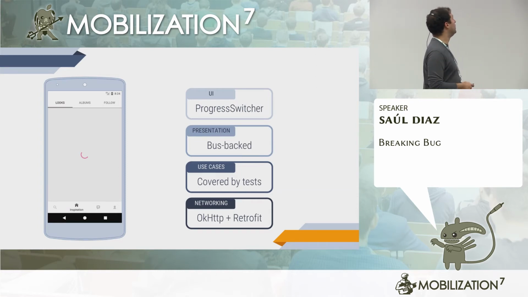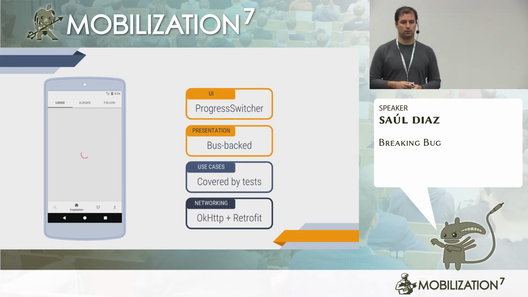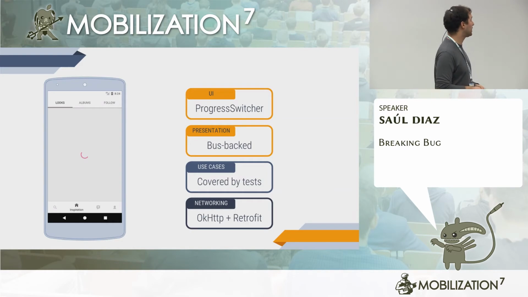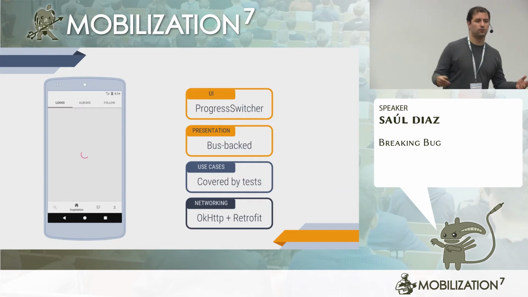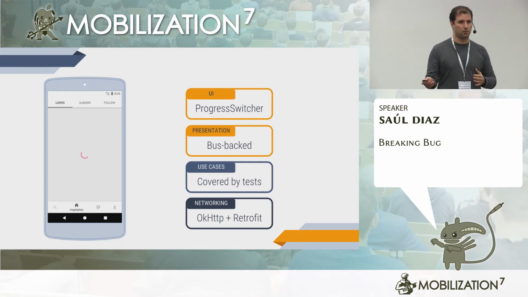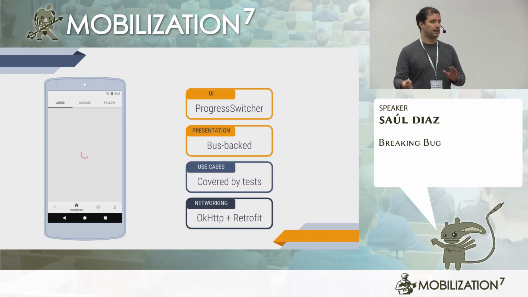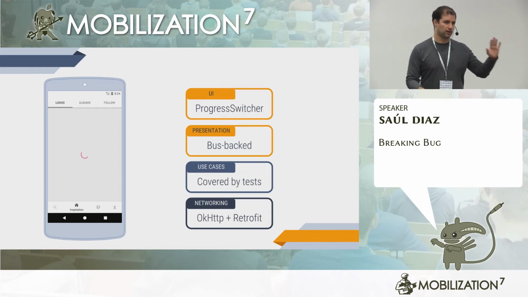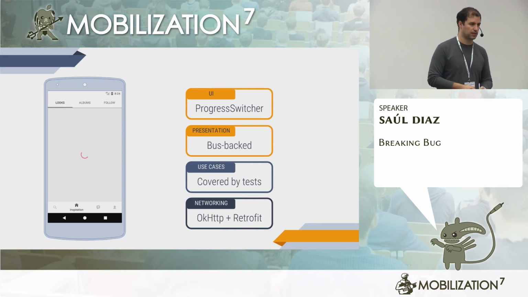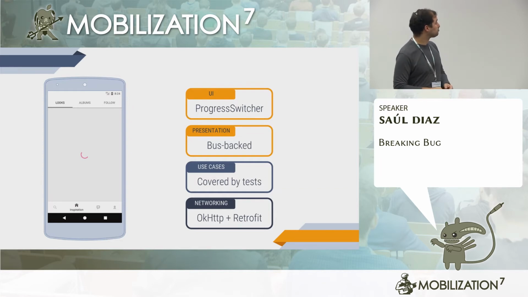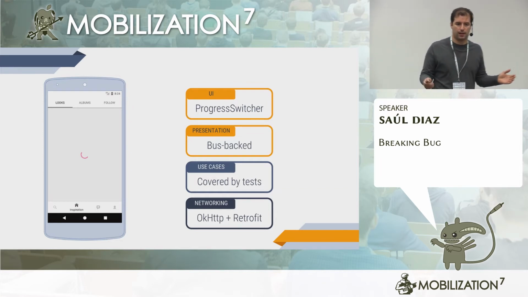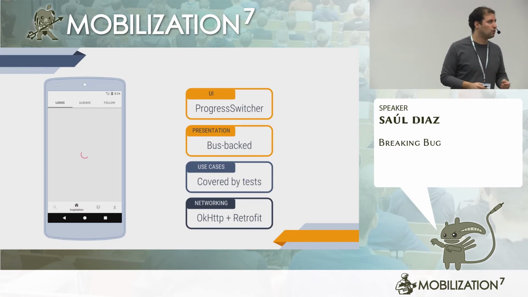And then this would leave us only two suspects: callbacks backed by a bus, or a UI component we call the progress switcher, which is shared among most of the screens, which is basically a view that allows us to change between a spinner, the actual content on the screen, and error messages if the response from the use case is a failure. Both of them are also covered by tests in our UI suites, but who knows?